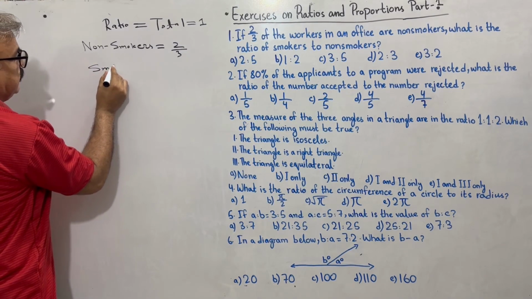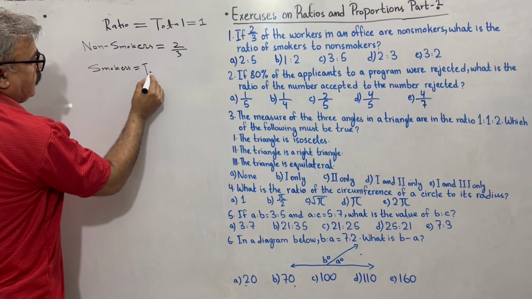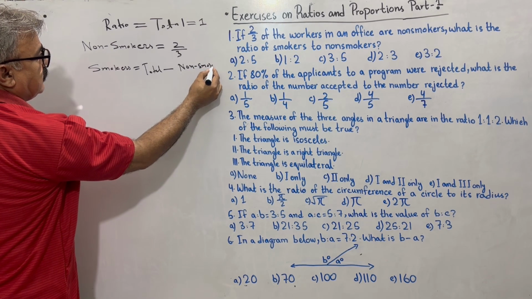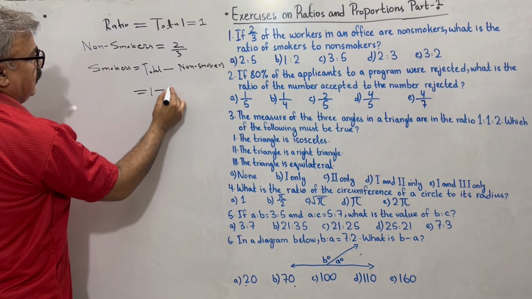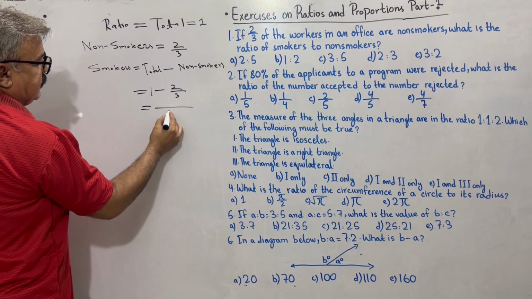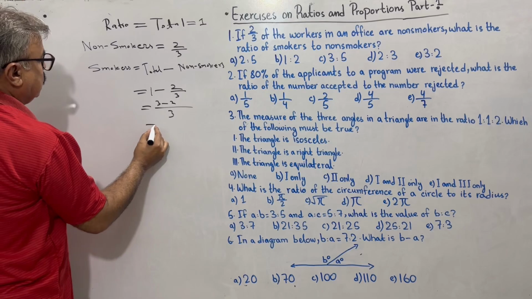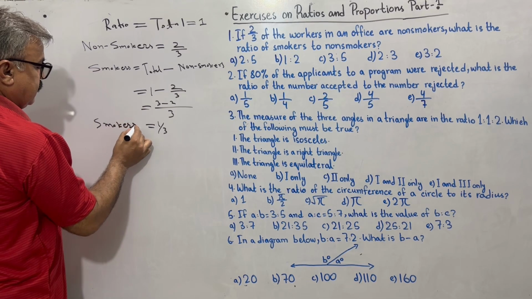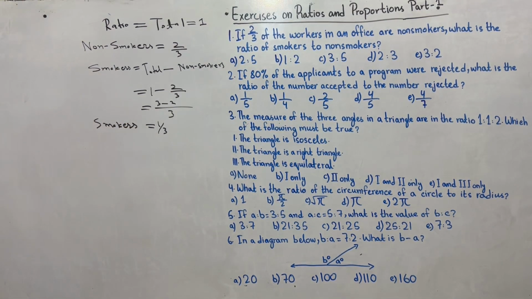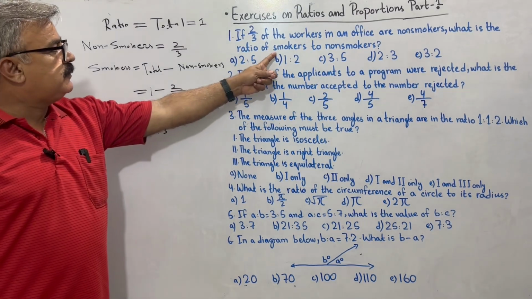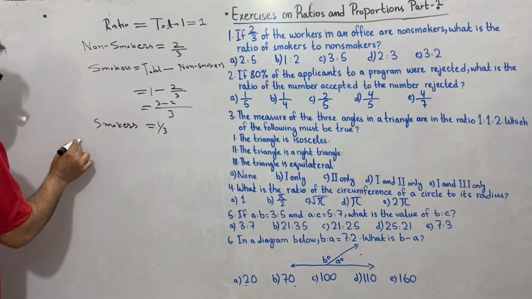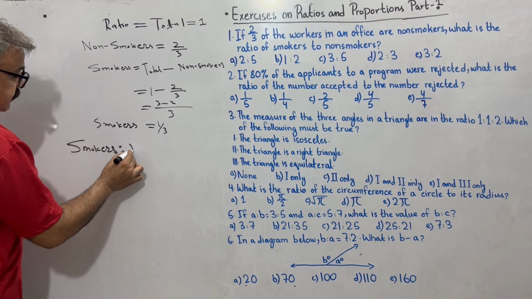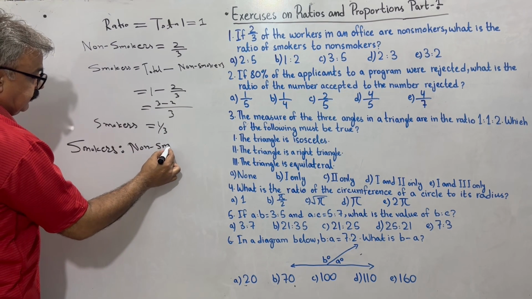Then smokers must be the total minus non-smokers. Total is 1, non-smokers 2 over 3. Taking LCM, (3 minus 2) over 3, so smokers are 1 over 3. We are asked to find the ratio of smokers to non-smokers.